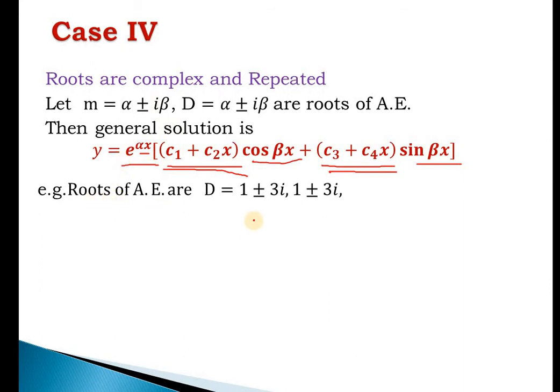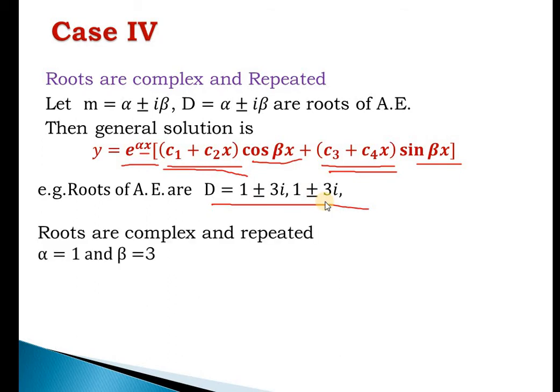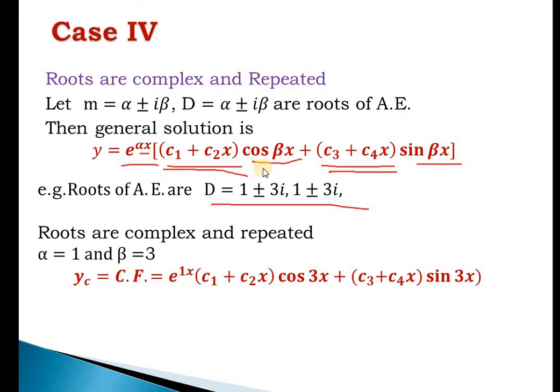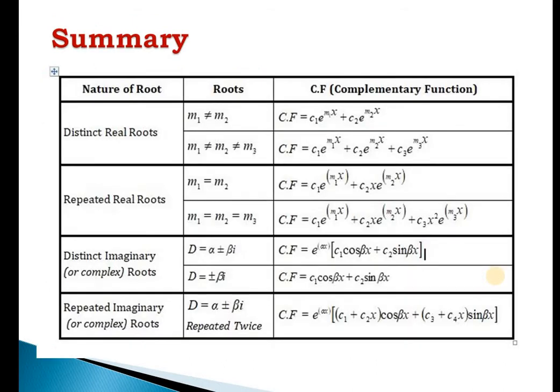Now, suppose we have roots of the auxiliary equation 1 plus 3i, 1 minus 3i, 1 plus 3i, 1 minus 3i. So the roots are clearly complex and repeated. The real part alpha is 1, the imaginary part beta is 3. So by comparing this, CF is e raised to 1x, C1 plus C2x cos of 3x plus C3 plus C4x sin of 3x. Okay. So in this way, depending upon the nature of roots, we write its complementary function.